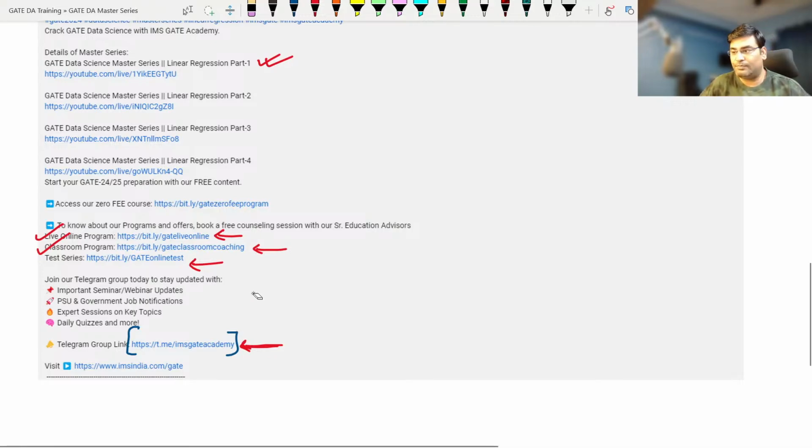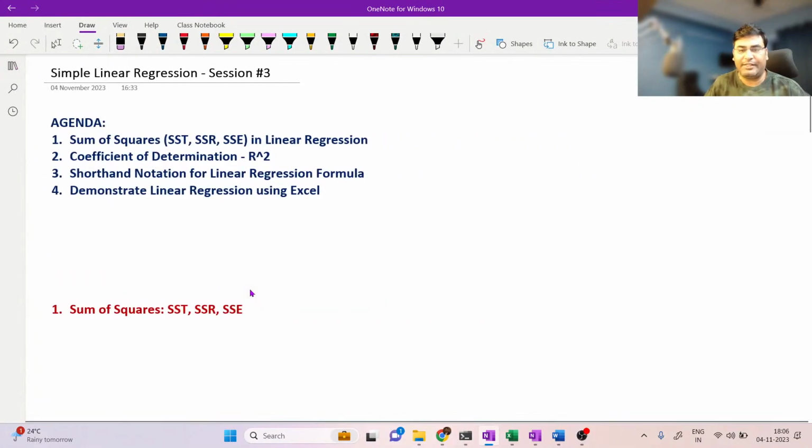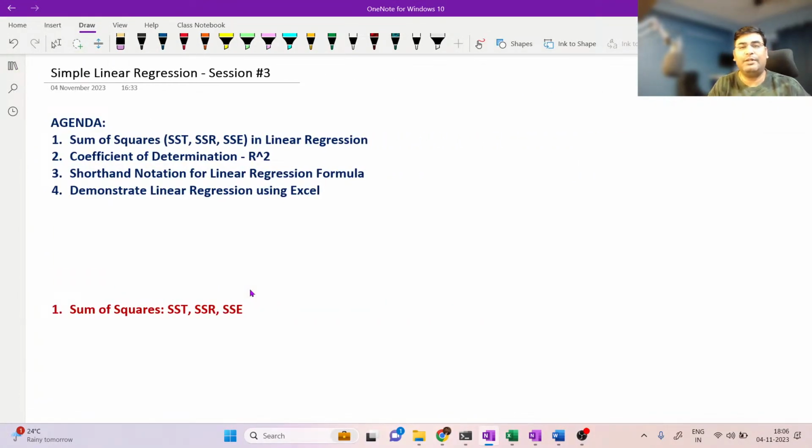So now let me go to session three. In session three, our focus would be to introduce key terminologies in linear regression.